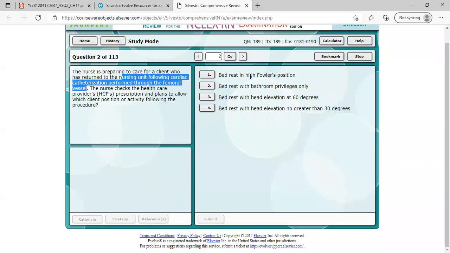Right? Number one, bed rest in high Fowler's. Number two, bed rest with bathroom privileges only. Number three, bed rest with head elevated 60 degrees. And number four, bed rest with head elevation no greater than 30 degrees.